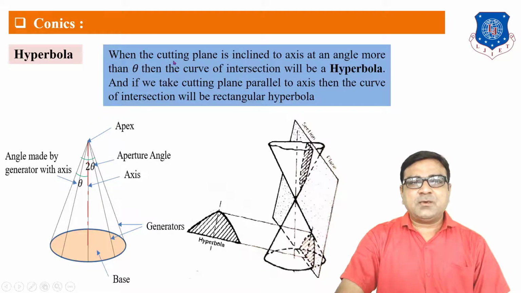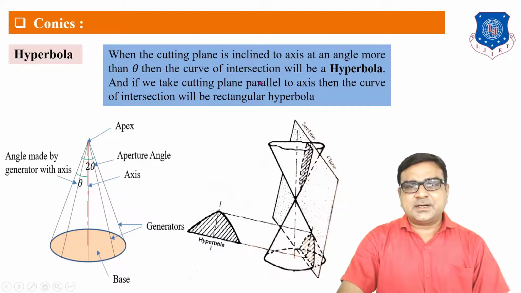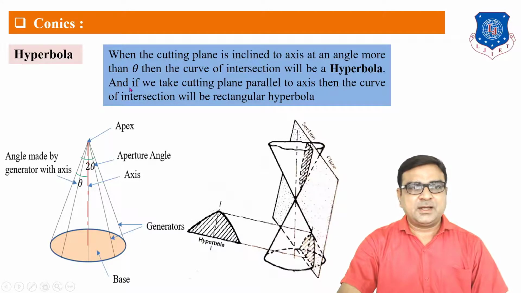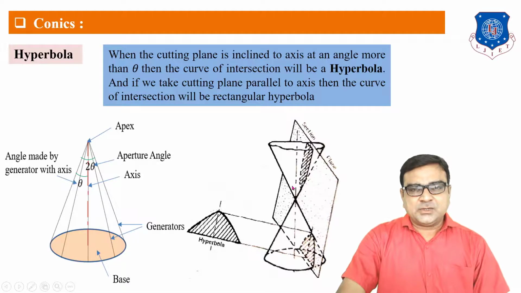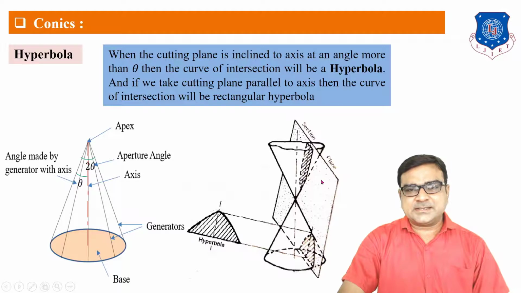For hyperbola, when the cutting plane is inclined to the axis at an angle more than theta, then the curve of intersection will be a hyperbola. And if we take the cutting plane parallel to the axis, then the curve of intersection will be a rectangular hyperbola. So here, if the cutting plane angle with the axis is greater than theta, then the true shape of section is a hyperbola.